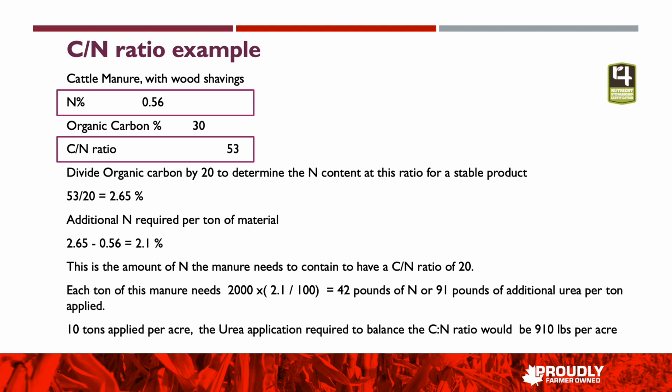If we divide the organic carbon by 20, we would get the N content that we would need to have a stable product. That comes out to about 2.65% nitrogen. If that's what we need to have stability in the system, then 2.6 minus the nitrogen content that was found, we need another 2% nitrogen in this material. So you do the math on a short ton, we need another 42 pounds of nitrogen or another 91 pounds of urea for every ton of this material that was used in order to reduce the immobilization of nitrogen away from the barley crop. So at 10 tons per acre, we would have had to have applied 910 pounds per acre of urea in order to prevent immobilization of nitrogen.